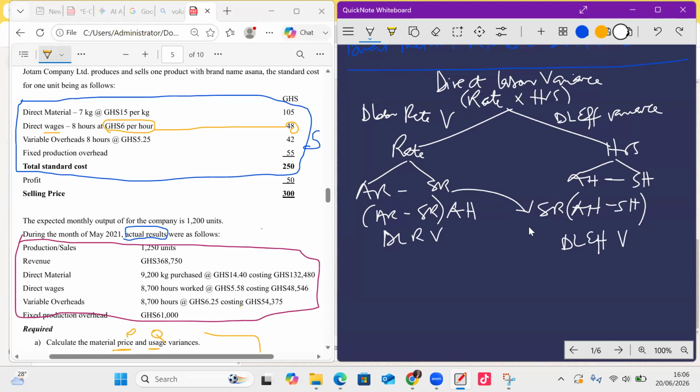So what is the total direct labor variance? If you want to find the total direct labor variance, it is the direct labor rate variance plus the direct labor efficiency variance. If I add both, they should give me the total direct labor variance. Are we good? Yeah. So this is where it comes in.